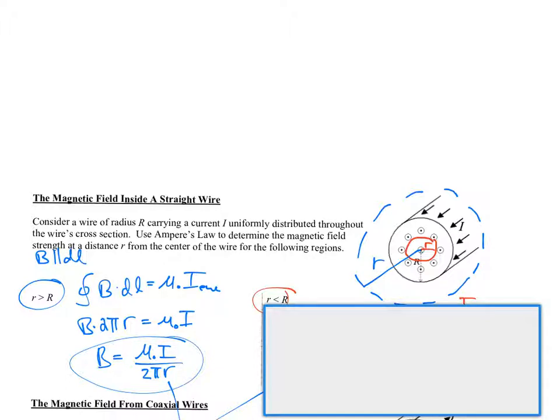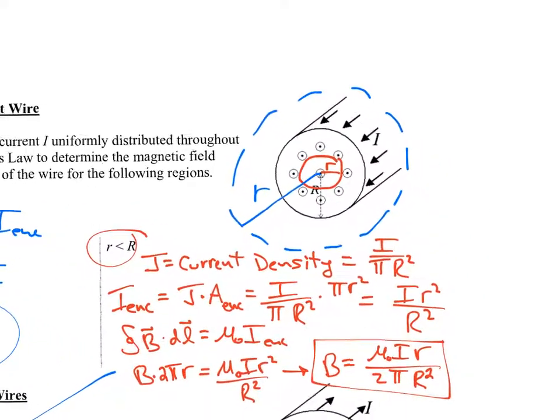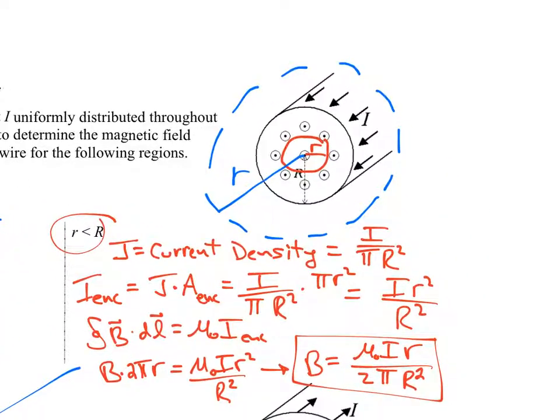The second part of this question becomes a little harder because now we are trying to find the magnetic field inside the wire. And inside the wire, we have to think about the amount of current that's enclosed and not the amount of current that's outside of it. So to do that, we're going to use a current density. Current density would be the current per unit area.